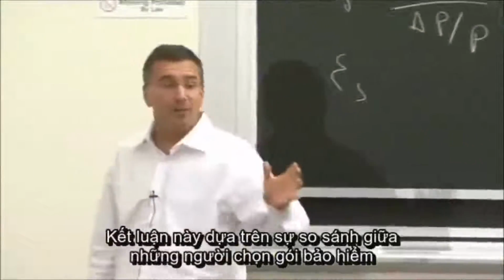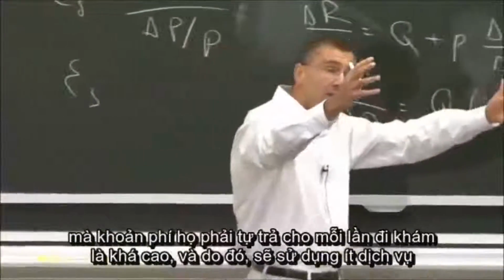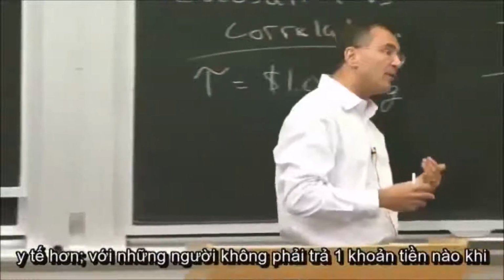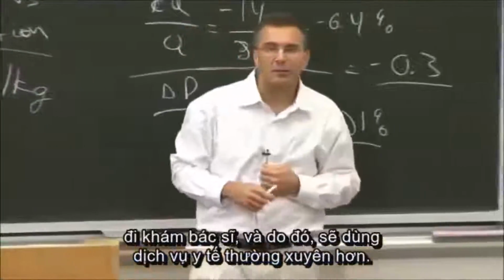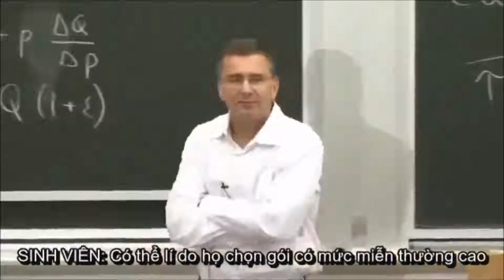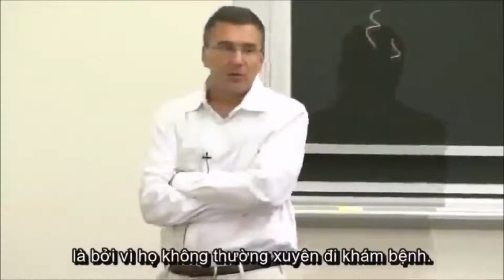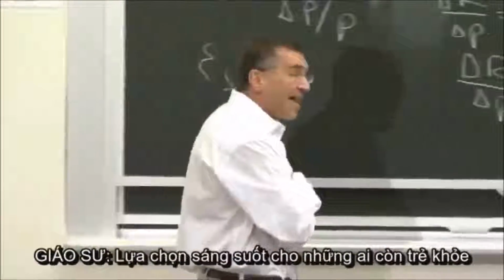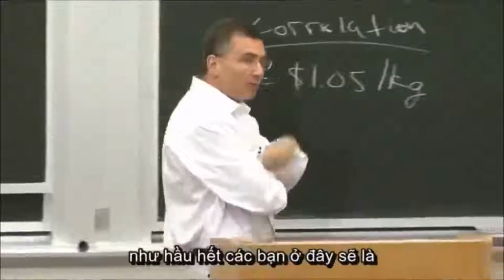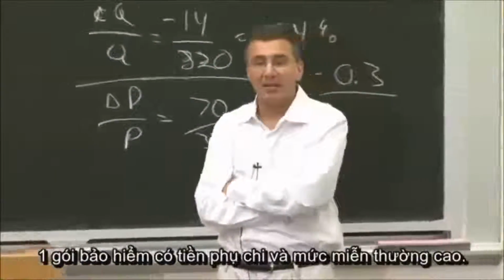They drew it by comparing people who had plans where they paid a lot to go to the doctor and therefore used a lot less care to people who didn't pay anything when they went to the doctor and used a lot more care. I picked the $20 person, so I picked him already. So probably they chose to have higher deductible or like the high deductible plans because they don't often go to the doctor already. The rational choice, if you're young and healthy, for almost everyone in this room, is going to be a very high deductible, high copayment plan.